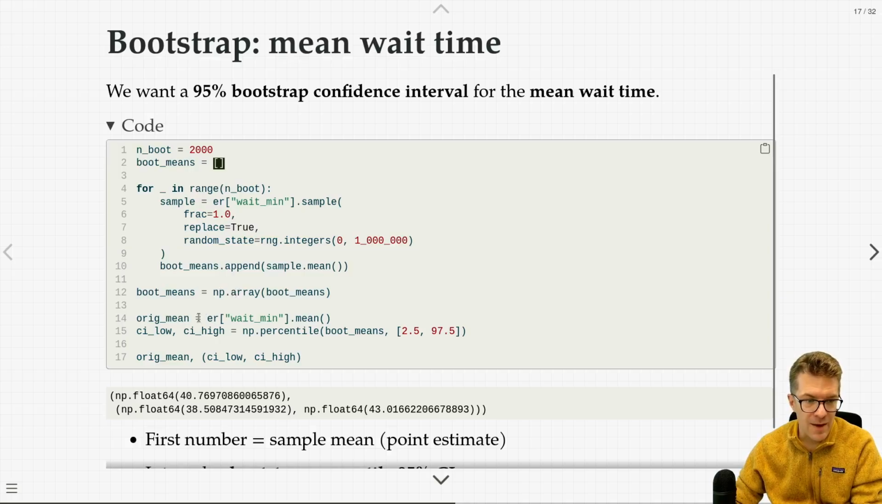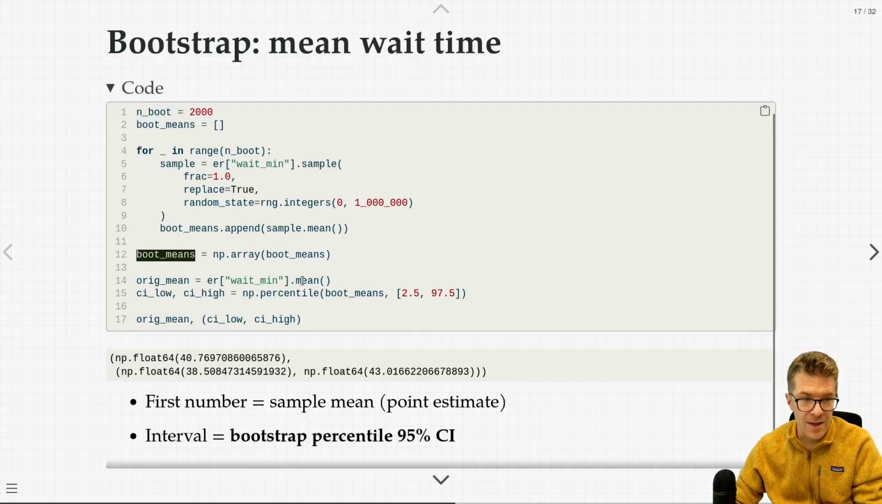Now I'll take that data frame, convert it to a NumPy array and restore it in the variable called boot means. So a moment ago, boot means was a list. Now it's a data frame.